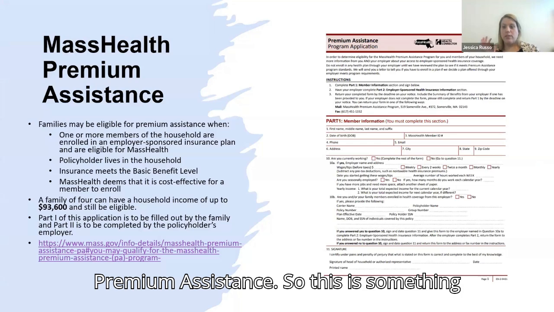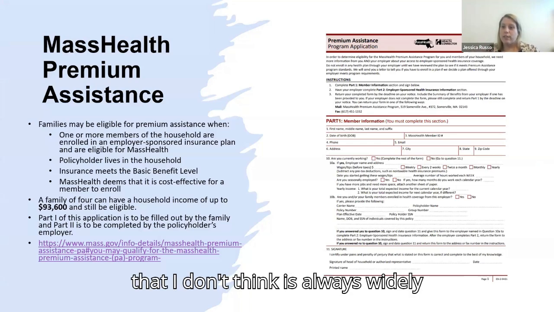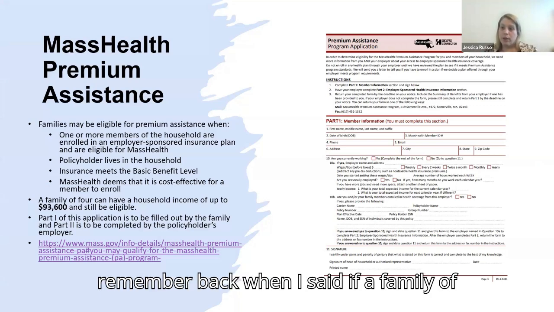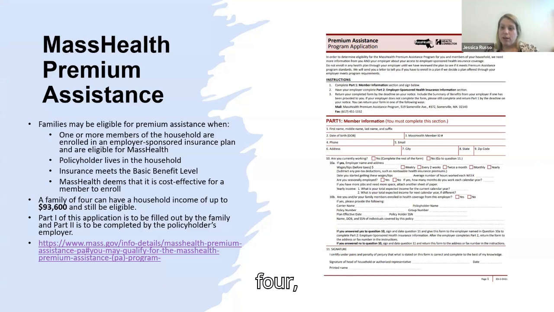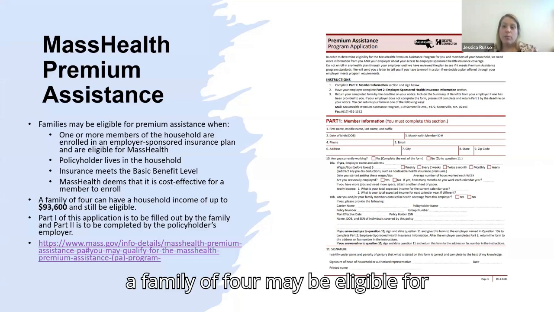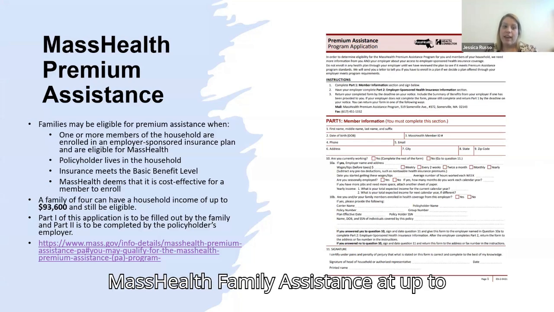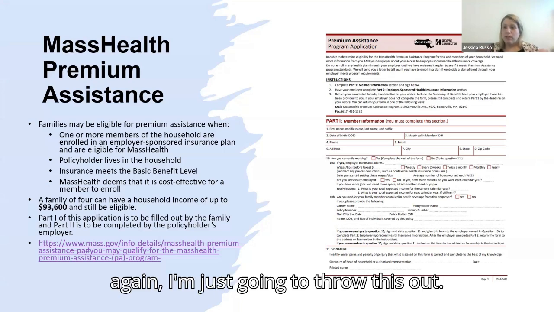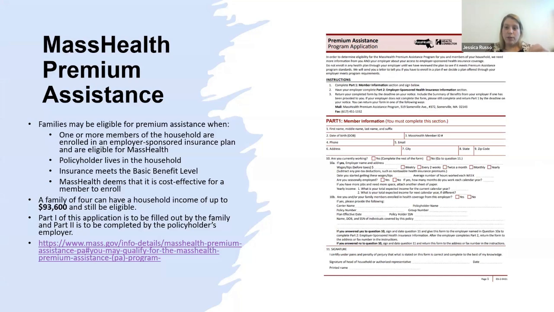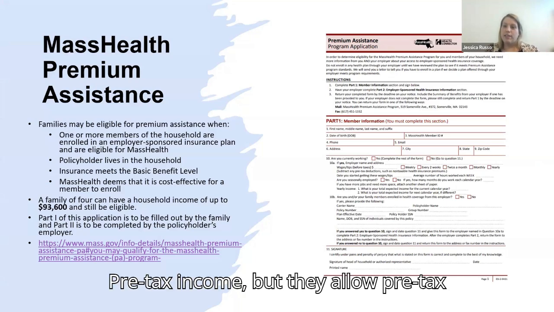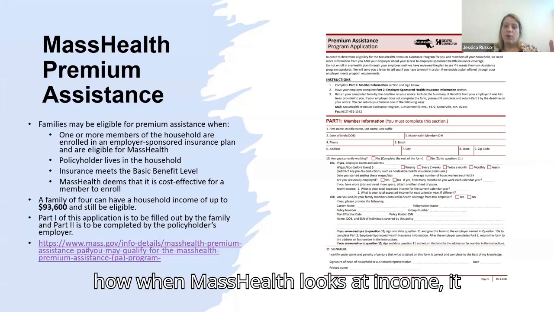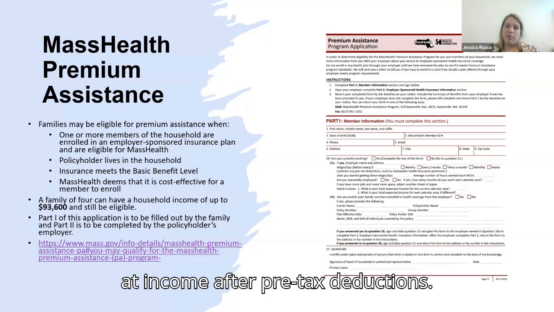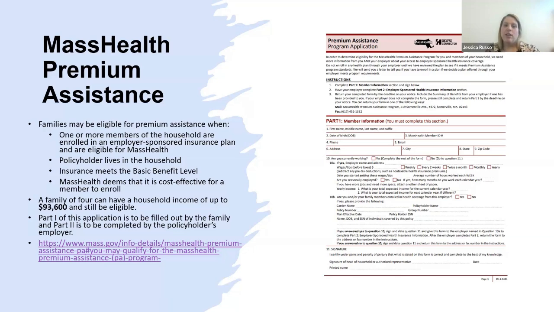MassHealth premium assistance. So this is something that I don't think is always widely shared, or people don't know a lot about it, but it can be a very helpful tool. So remember back when I said a family of four may be eligible for MassHealth family assistance at up to $93,000 a year. And again, I'm just going to throw this out. It's based on your pre-tax income, but they allow pre-tax deductions to be taken out. So that is how, when MassHealth looks at income, it is not after taxes. However, it looks at income after pre-tax deductions.